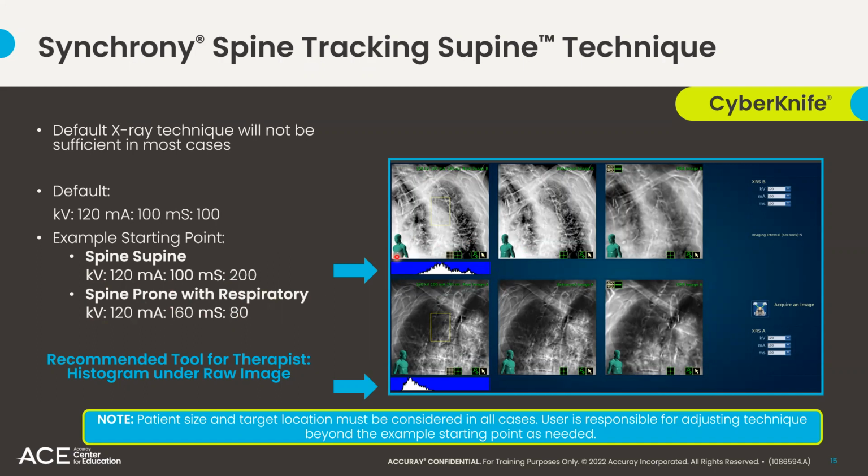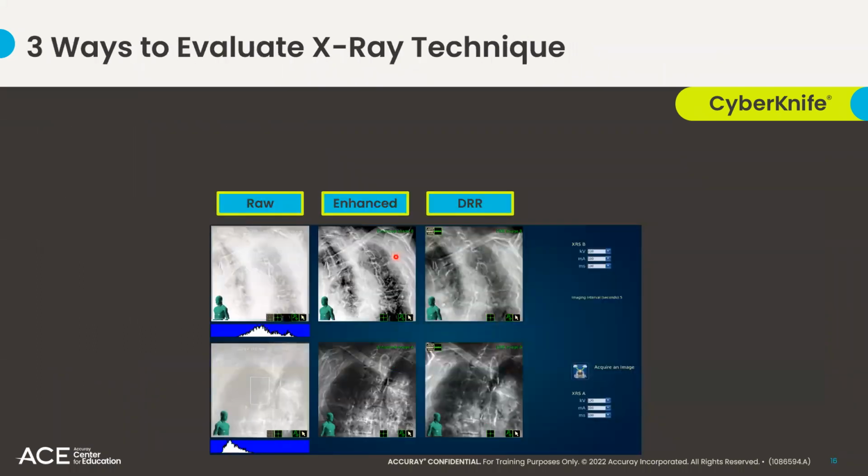Let's talk about the technique tab in assessing image quality. There are three main ways we've identified where the user can evaluate X-ray technique. These guidelines apply to spine tracking and to lung tracking. So first and foremost, the recommended method is the histogram-based analysis. Ideally, we'd like to see a histogram that is relatively broad or spread out and pulled away from the left-hand side. We will get into a more thorough discussion of a histogram in the next slide.